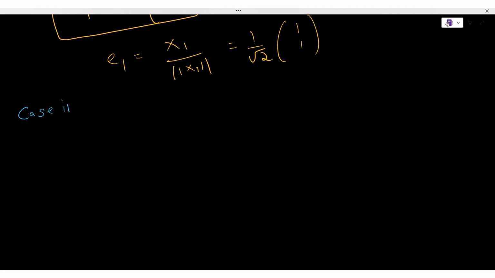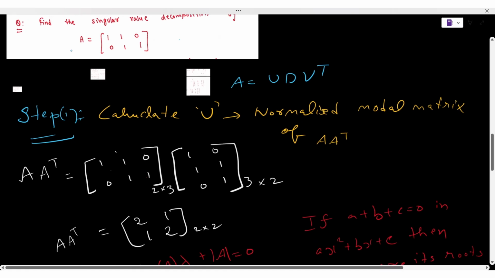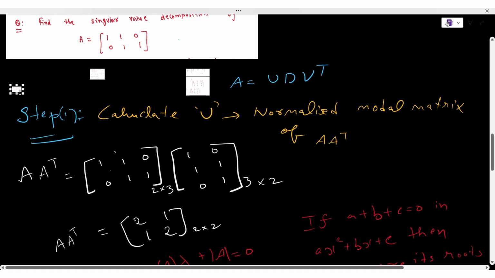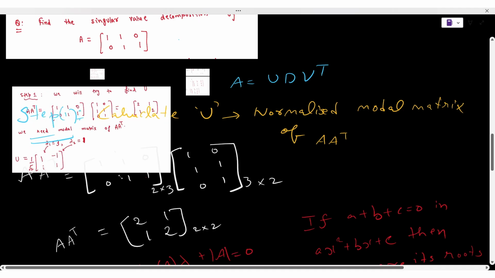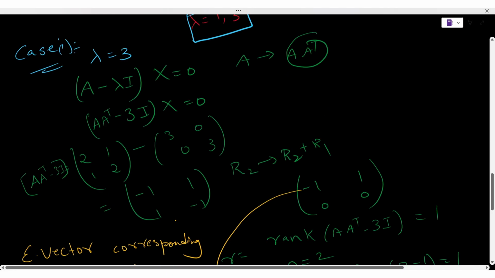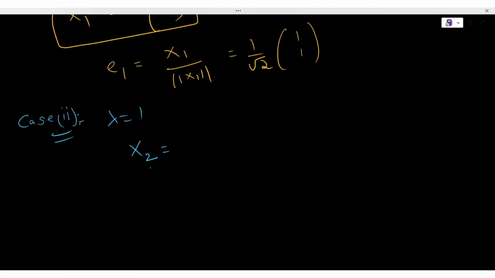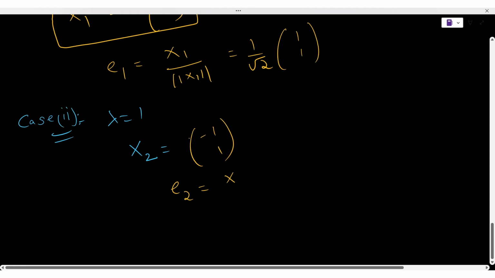Case 2. Lambda equal to 1. You will get x2. What will be that x2? That x2 will be minus 1 and 1. Normalized orthonormal vector of x2 is x2 by norm x2. So 1 by root 2 minus 1 and 1.